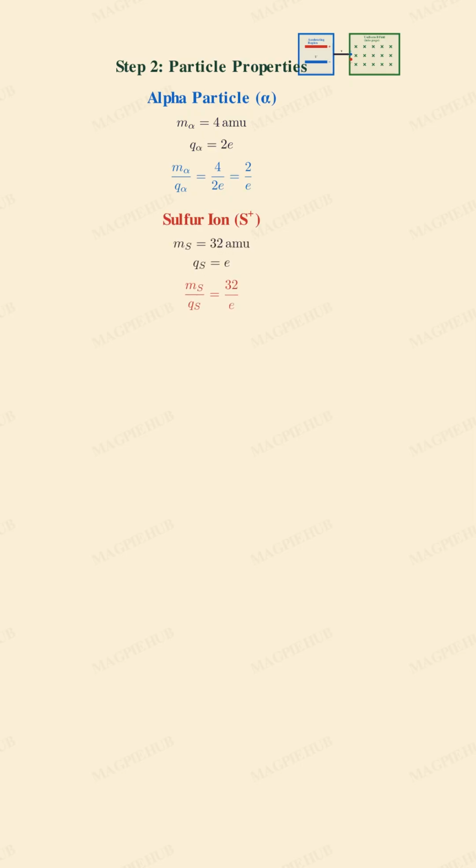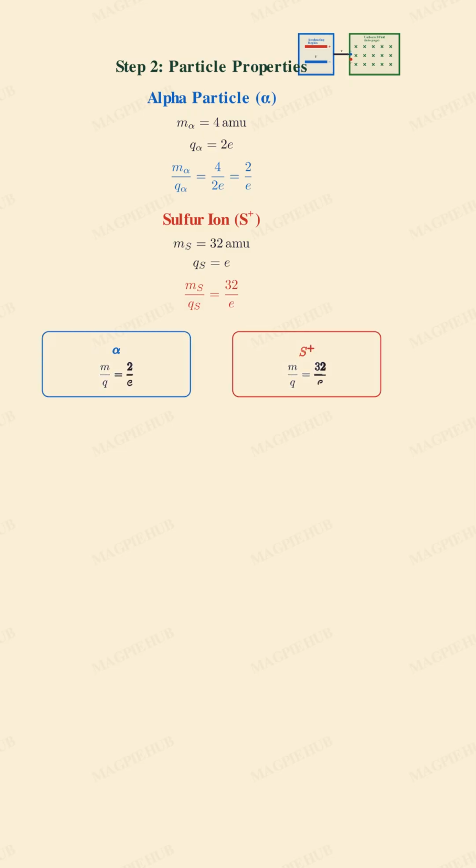Step 2. Identify the properties of both particles. The alpha particle has mass 4 amu and charge +2e. So the mass to charge ratio for the alpha particle is 4 over 2e, which equals 2 over e. The singly charged sulfur ion has mass 32 amu and charge +e. Its mass to charge ratio is 32 over e. Notice the sulfur ion has a much larger mass to charge ratio, 16 times that of the alpha particle.